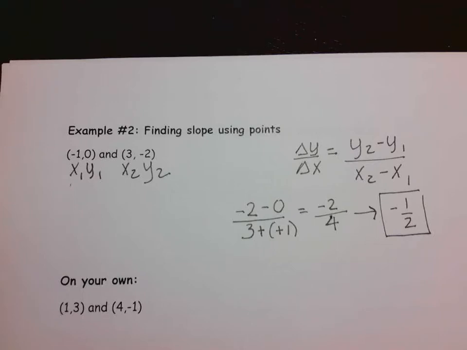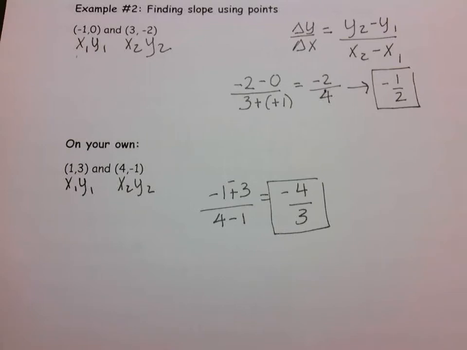So go ahead and hit pause and work out the problem on your own. And the answer is negative 4 over 3. So the slope is negative 4 over 3.